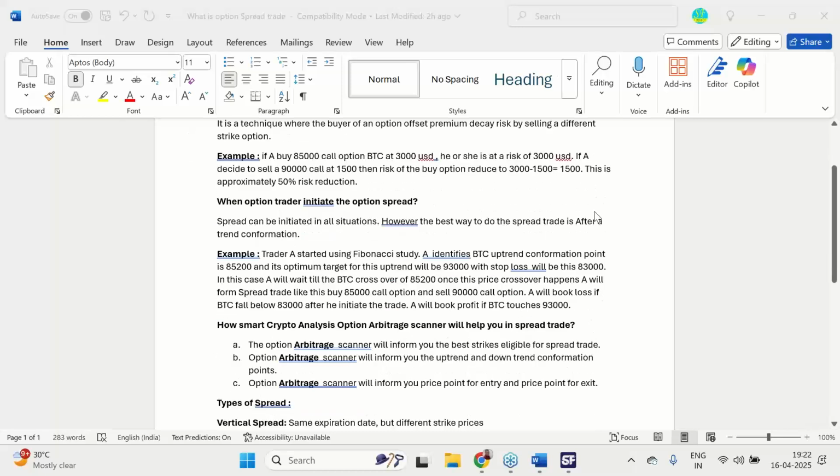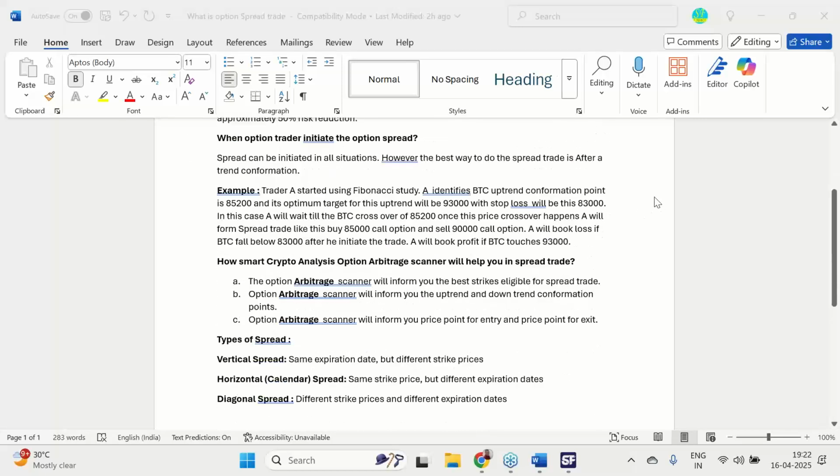So when an option trader initiates an option spread, when to create it, when I have to do it, that is very important. A spread can be initiated in all situations. However, the best way to do the spread is after a trend confirmation. Once I get a confirmation of trend, only then will I participate in the trend. Trend is my friend, but with lesser exposure.